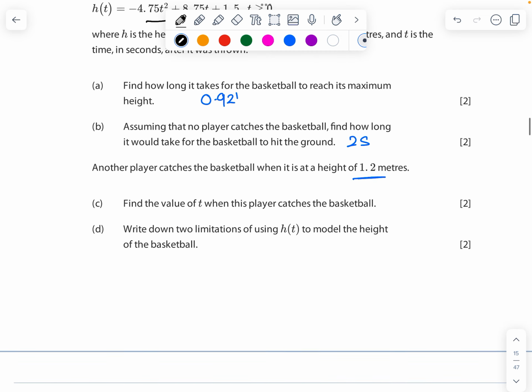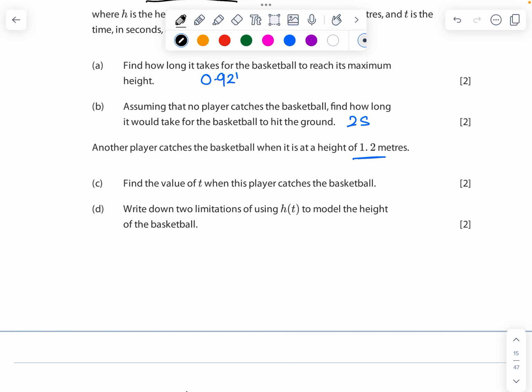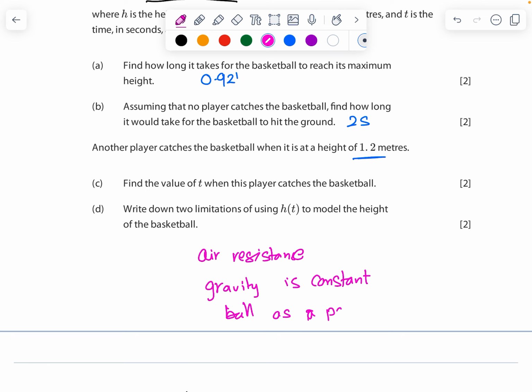Next, write down two limitations of using h of t to model the height of the basketball. The first limitation is that we are ignoring the air resistance. Then we are assuming that gravity is constant. Basically, gravity is not exactly constant, but we are assuming that it is. And we are considering the ball as a point, but it's not, it is a big sphere.